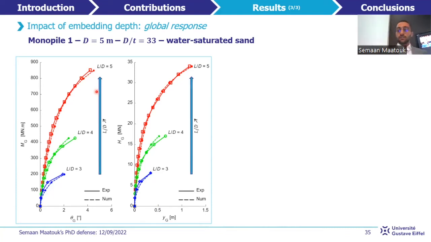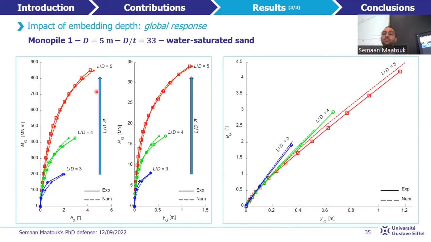In addition, I present the rotation displacement response at the ground level for the three different tests. For the case of L over D equal to 3, the response tends to be linear, suggesting a pure rotation of the monopile. Then this linearity tends to decrease progressively as L over D increases, inducing, in addition to the rotation, more flexure.